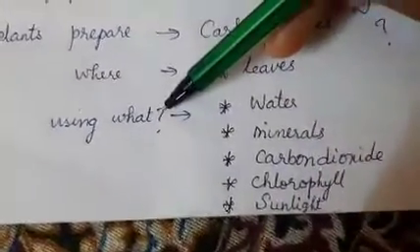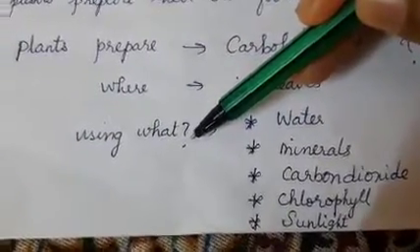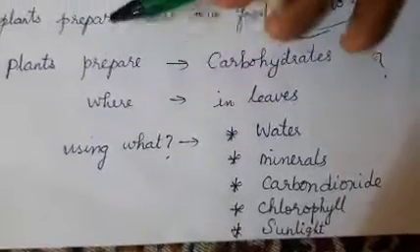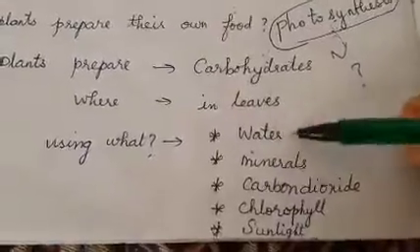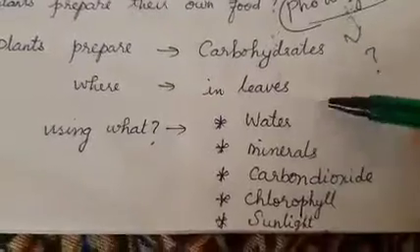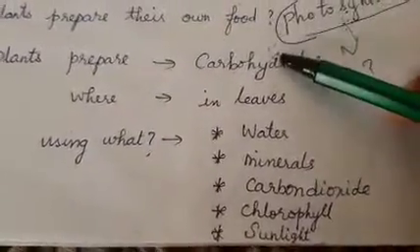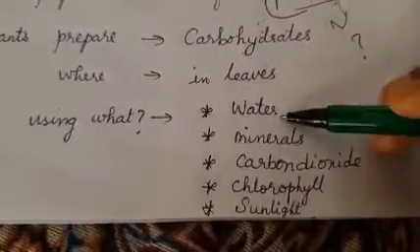So using what materials is the food prepared? Whenever I want to prepare a dish, I first want to know the ingredients of the recipe, right? Similarly, for the plants to prepare their own food, these are the necessary conditions. These should be present, only then can the plants prepare their own food. So what are they? Water, minerals, carbon dioxide, chlorophyll and sunlight.